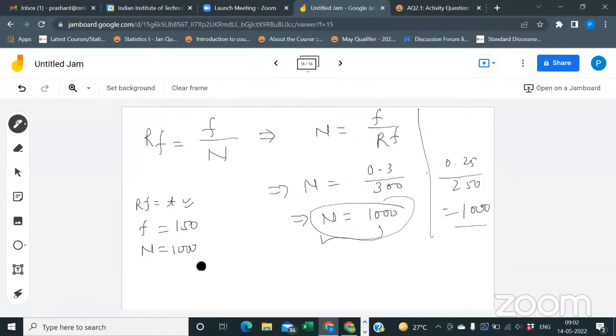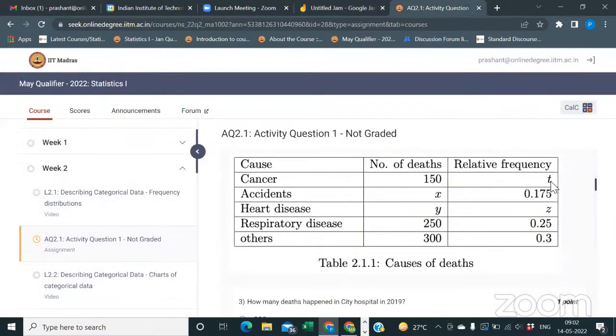Yes, sir. You can calculate relative frequency by this formula. It will be 150 divided by 1000. It will be 0.15. Okay, you got the value of T. Now, in this column, you got the value of T as 0.15, and you have 0.175. This is Z, and you have to find the value of Z, right?